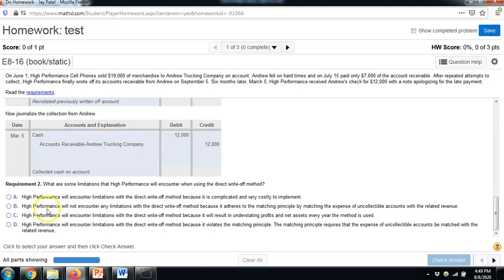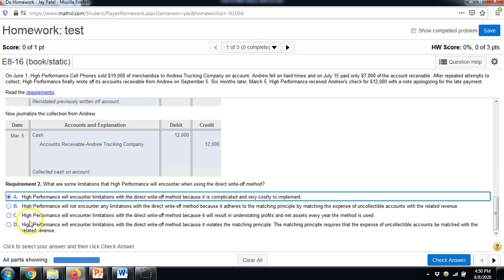B, so B is saying that the direct write-off method adheres to the matching principle. I don't agree with that. I think that it's actually the opposite, that it does not adhere to the matching principle. So let's see what C has to say. C says that it will basically understate profits and net assets every year the method is used.